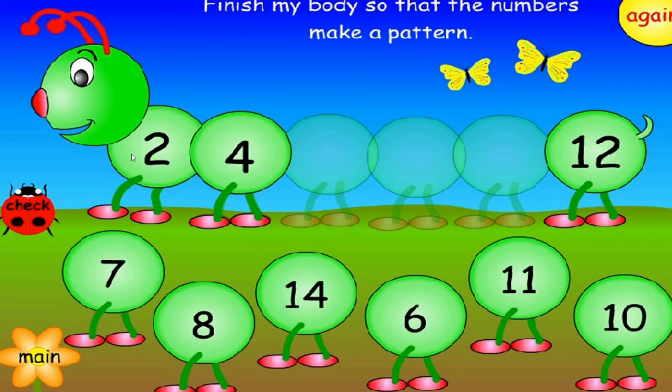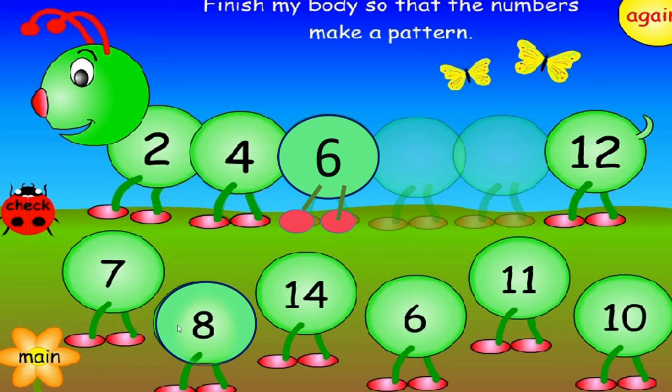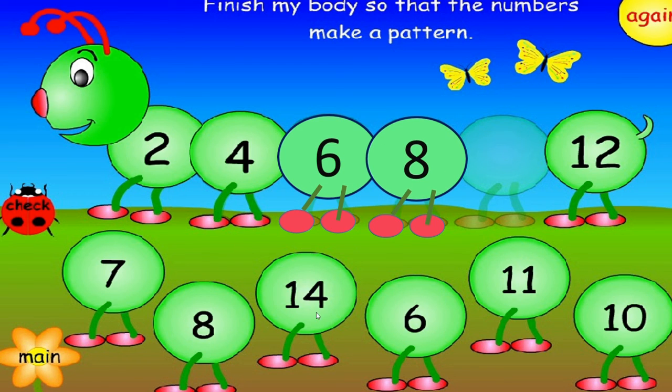Yes, 2, 4, then comes 6. Very nice. We'll write 6 here. Then, very good, 8. Correct? We'll take 8 here. Then, nice, 10. We'll write 10 here. 12 is there. Bye bye caterpillar. You can move.